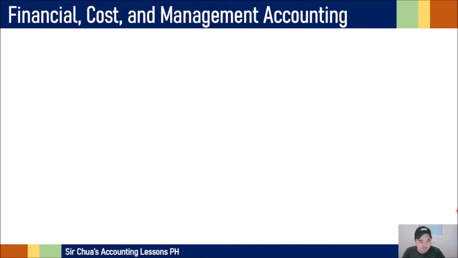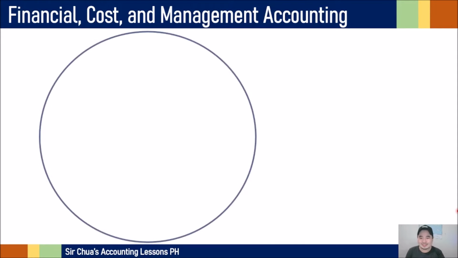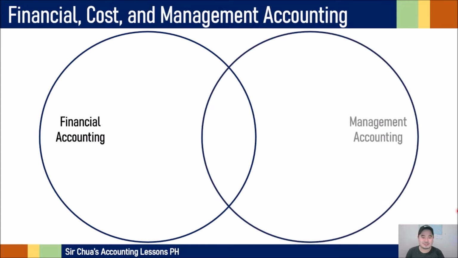Okay, so for those who already watched my videos in cost accounting and control, I think this is a bit familiar na to you, no? But let's try to discuss them today. Okay, now this first circle represents financial accounting and this second circle represents management accounting, and the overlap between financial accounting and management accounting is cost accounting. Bakit kaya? Okay, ganito po yan.